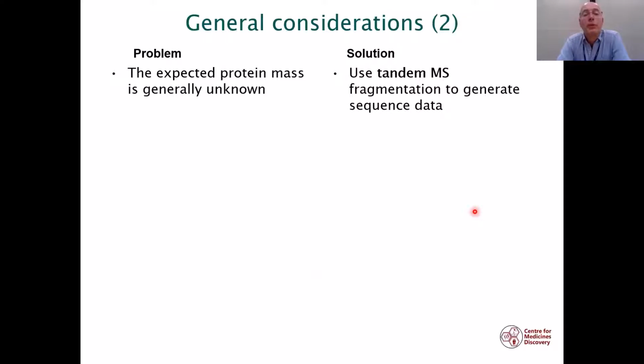So we want to use mass spectrometry to identify proteins. We cannot generally use the protein mass, and the reason we can't do that is because the mass of a protein in general is not known. The solution to that is we use tandem MS/MS, fragmentation mass spectrometry. We fragment the protein in order to generate sequence data, and it's the sequence data that we can use to identify the protein from a database.